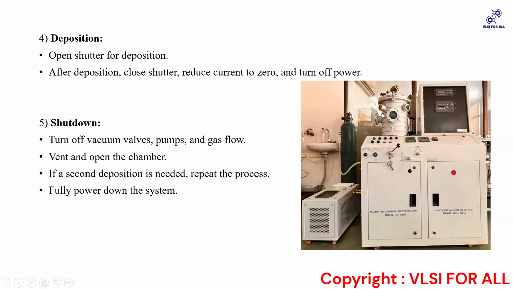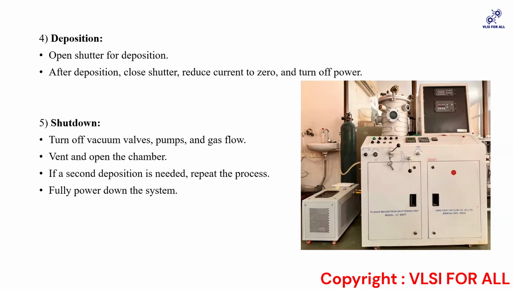Suppose we take argon gas; there are multiple kinds of gas, but make sure that we use a non-reactive gas. So firstly, we use argon gas. The argon gas is going to interact with the target material in the chamber. Make sure that the target material and the substrate are kept in opposite directions. Depending upon the machine, the target and substrate are placed opposite to each other.